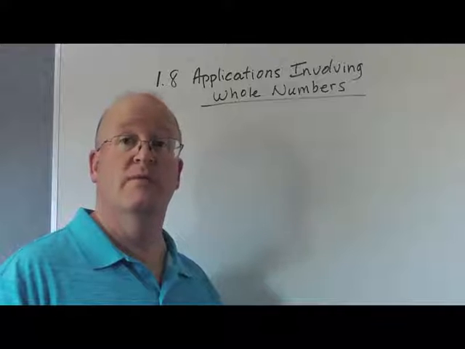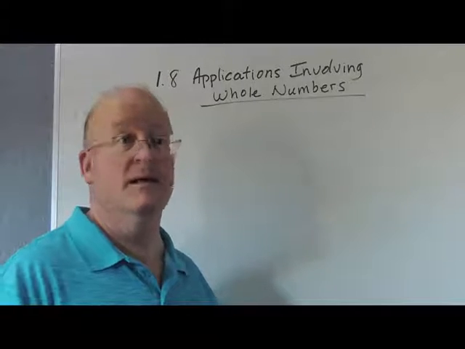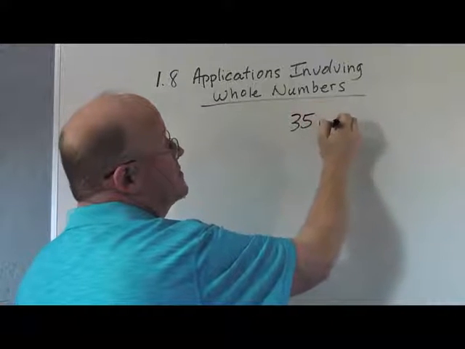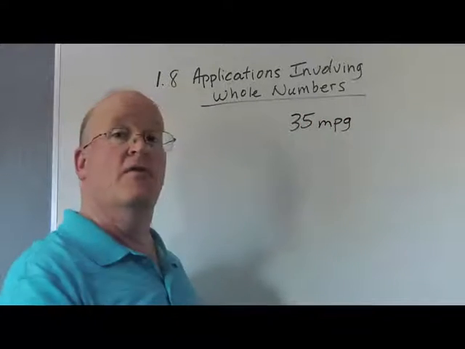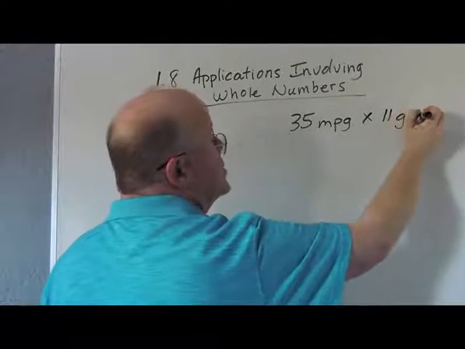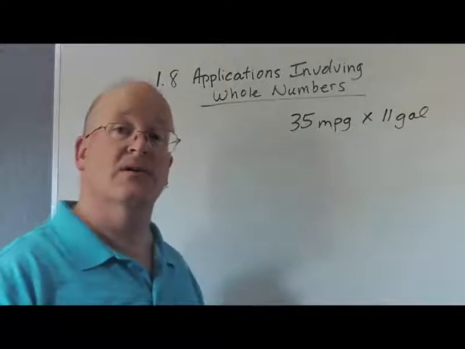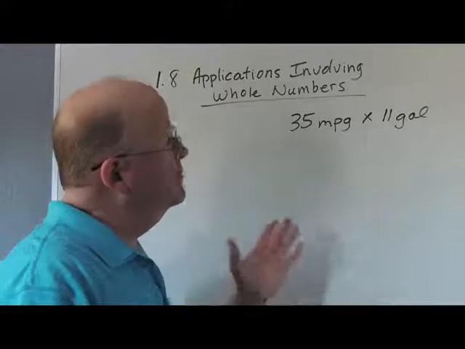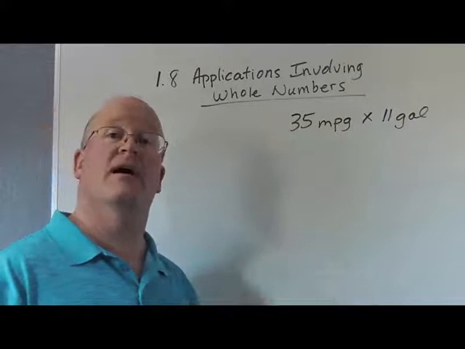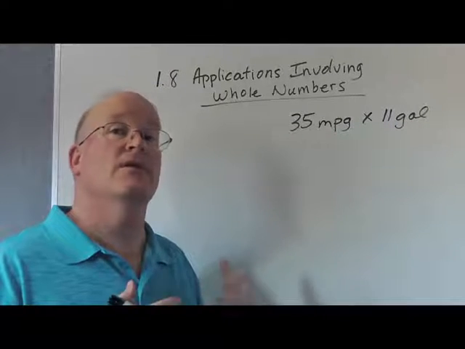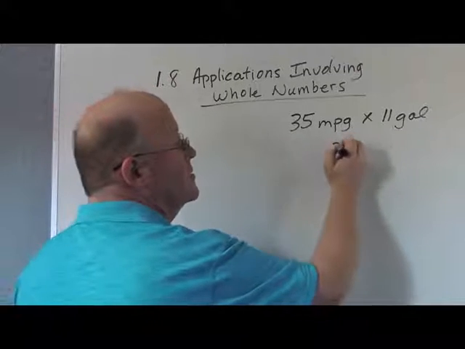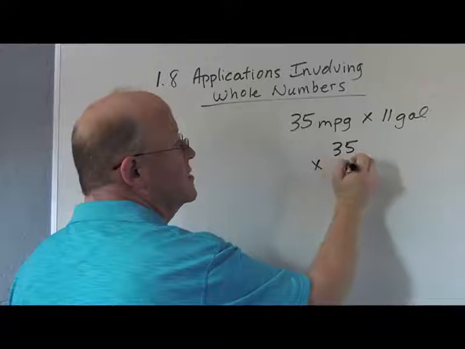Another type of problem would involve a car and its mileage. So for example, let's say a car gets 35 miles per gallon, and we know that the tank is going to hold 11 gallons, and the question is, how far can this car drive? Well, basically, each of these 11 gallons is going to take you 35 miles, and therefore you can understand that we're going to be multiplying these two numbers together. So here we go, 35 times 11.